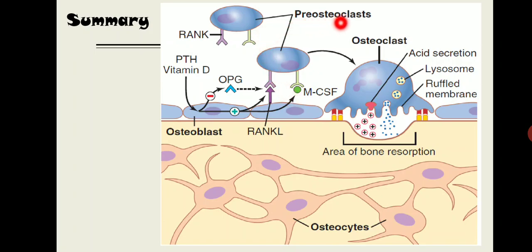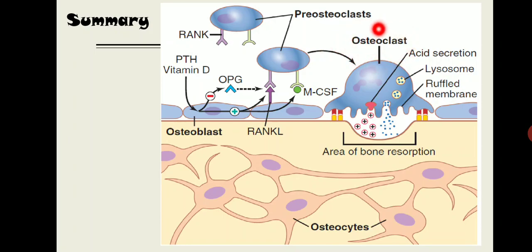Once this pre-osteoclast or monocyte binds with the appropriate ligand, this one is RANK, the receptor for RANKL. This one is the receptor for M-CSF. This RANK will bind with RANKL, and this receptor, CSF1R, will bind with M-CSF. This pre-osteoclast or monocyte gets converted into the osteoclast.